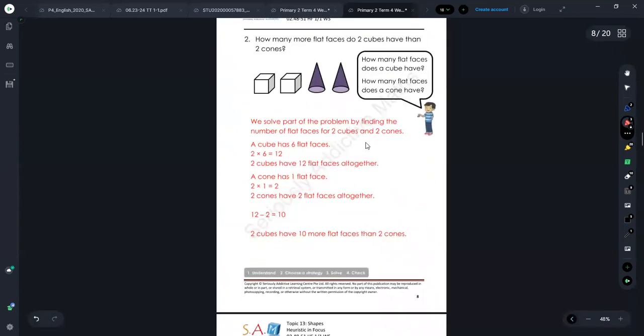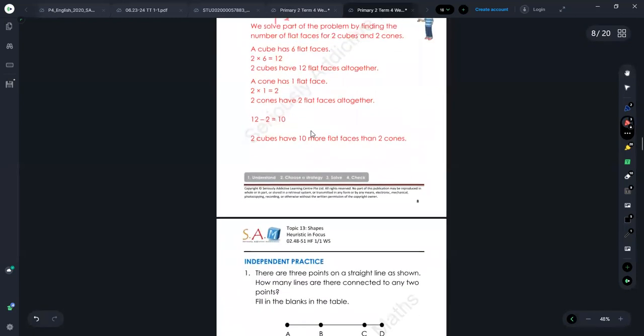For this question, they have to do the steps out. How many flat faces do 2 cubes have, and then 2 cones? To break it apart, they first need to find the number of flat faces for 2 cubes. They know that 1 cube has 6 flat faces, multiplied by 2: 2 times 6 equals 12. What about the cone? The cone has 1 flat face each, times 2, so 2 flat faces. And so the difference will be 12 minus 2. Have them write out the steps.